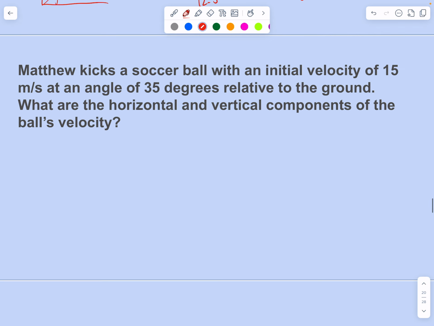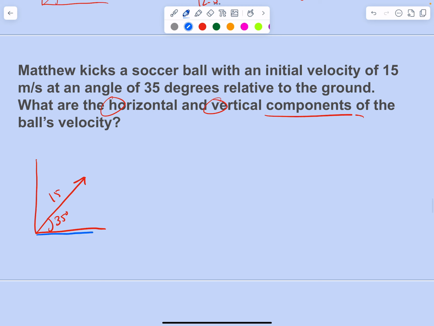Our next one. Matthew kicks a soccer ball with an initial velocity of 15 meters per second at an angle of 35 degrees relative to the ground. What are the horizontal and vertical components? When we're doing components, we're talking about the other parts here. The horizontal component is here, and the vertical component is here to create this resultant vector there.